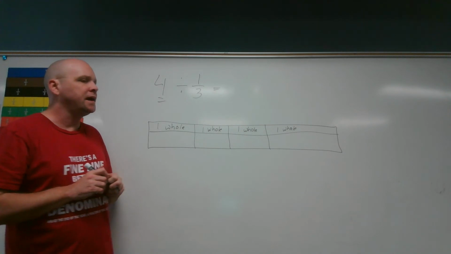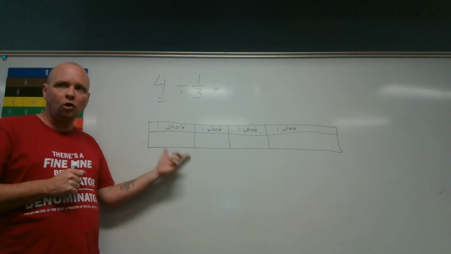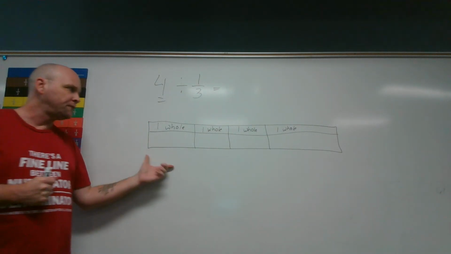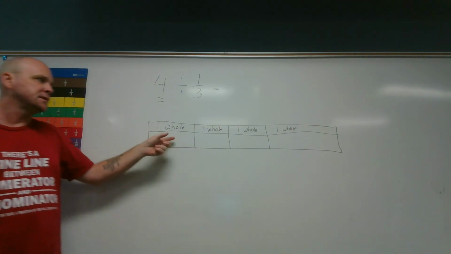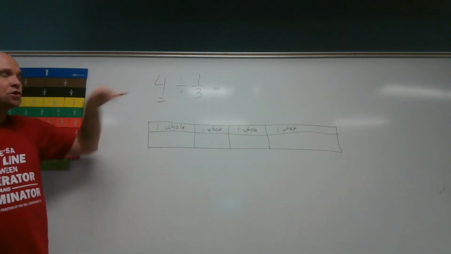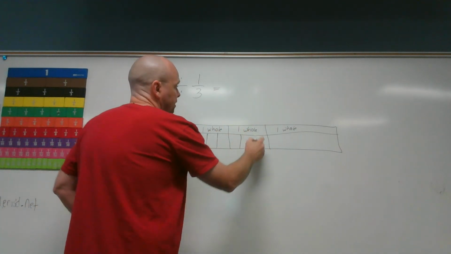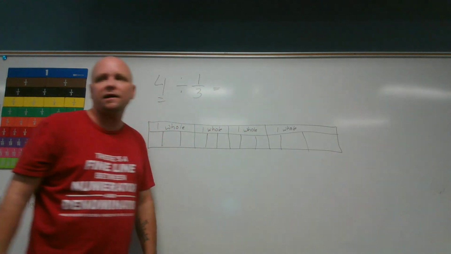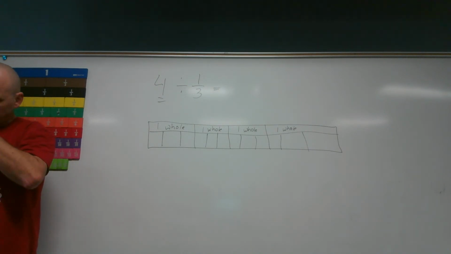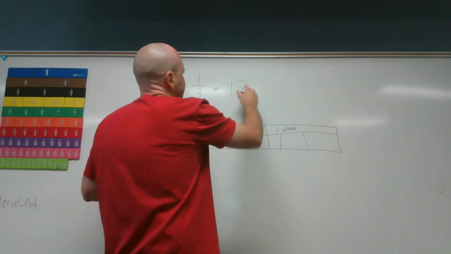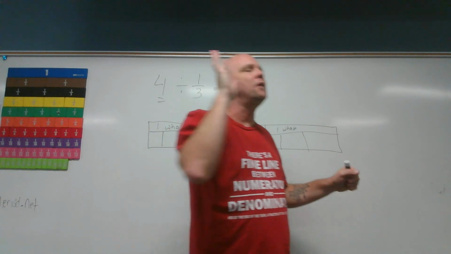If on an assignment you have a division problem with more than one whole, like this one has 4 wholes, it's obviously going to start with the whole number. I need to take each whole and divide it into thirds, and then I count up how many thirds I have. Cade, how many thirds do I have? 12. So that, my friends, is a few problems off the review. It is one problem off the test.